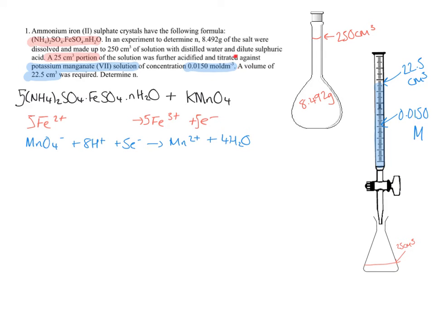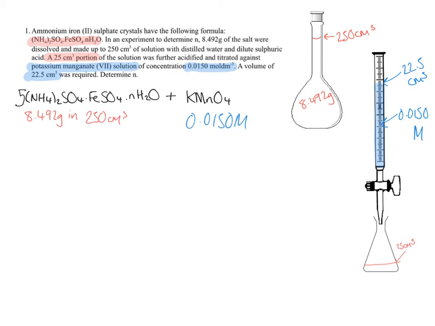As I said, we've got concentration here and we've got volume here, so we can work out the moles of potassium manganate that were used in this titration. So I'm going to list what we know under the chemicals and then show how to calculate moles. So that's our information based on concentration. So concentration for the salt is given in terms of mass dissolved in volume, and the concentration that was given for manganate was given in moles per decimetre cubed. So I can just write that down.